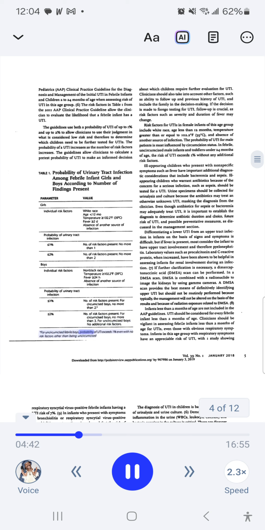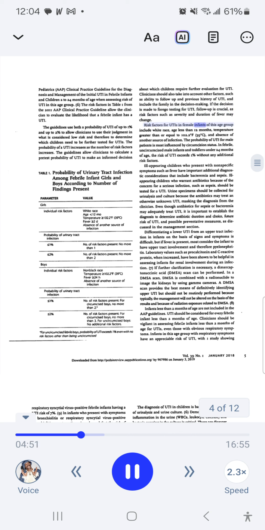For uncircumcised febrile boys, probability of UTI exceeds 1% even with no risk factors other than being uncircumcised, about which children require further evaluation for UTI. Clinicians should also take into account other factors, such as ability to follow up and previous history of UTI, and include the family in the decision making. If the decision is made to forego testing for UTI, follow up is crucial, as risk factors such as severity and duration of fever may change.